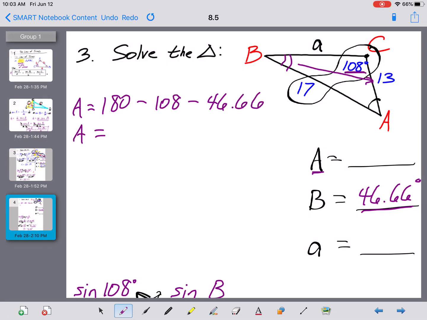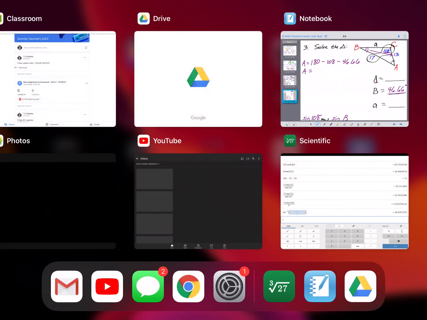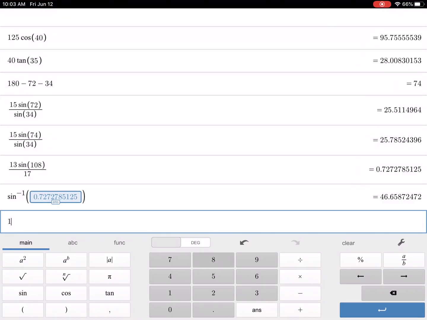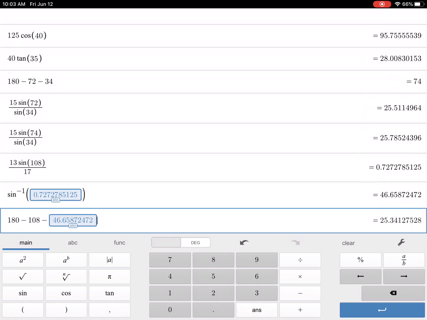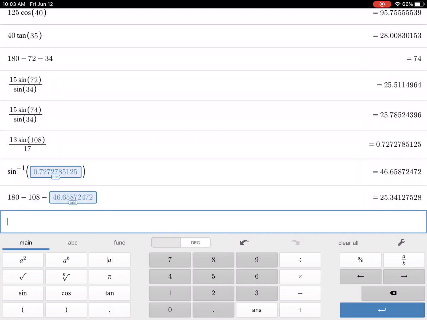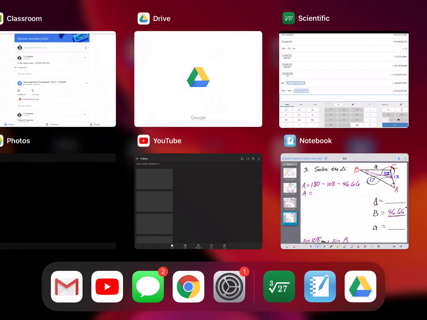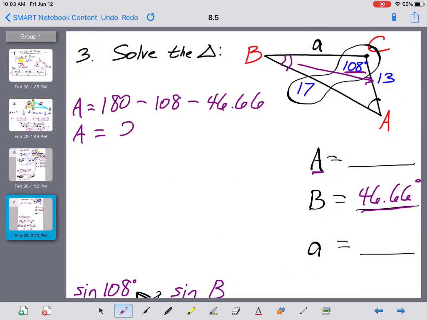So, calculator time again, and here we go. We are going to take 180 minus the 108 we were given, and minus, now again, I don't want to type in a rounded decimal, so I'm going to hit last answer, and this tells me that angle A now is 25.34 degrees. All right, so A is 25.34 degrees, and we'll put that right here.